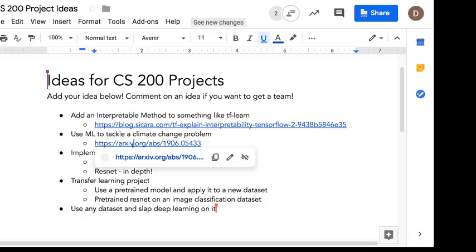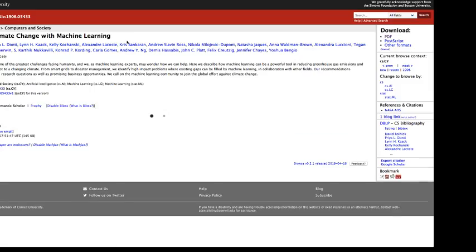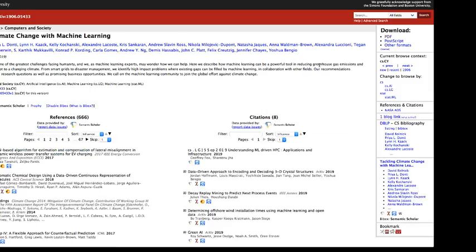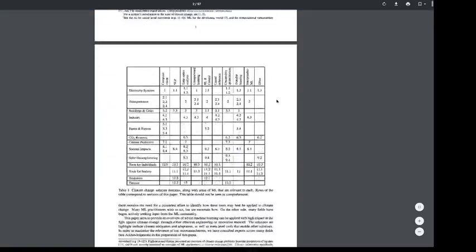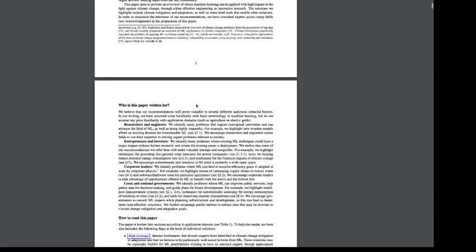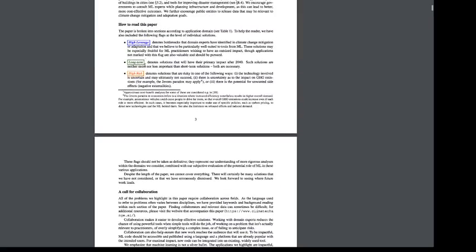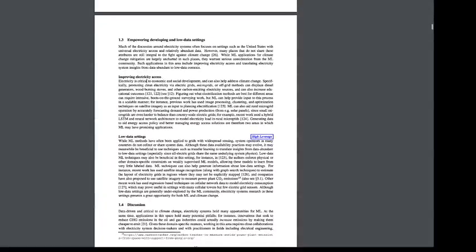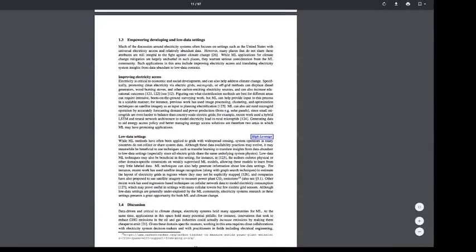There's this really cool paper that came out talking about all these different problems that machine learning could help with in climate change. It basically lays out all these different problems, what problems are most important. So if you want to try to solve climate change with machine learning, you can do that here.